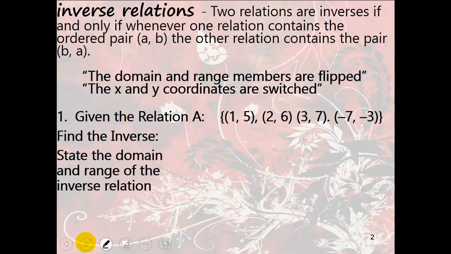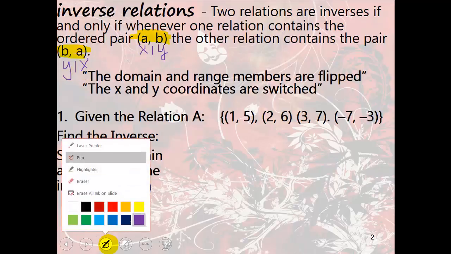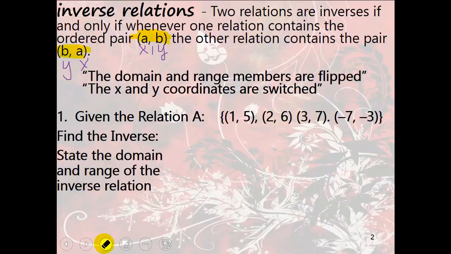Inverse relations. Two relations are inverses if and only if whenever one relation contains the pair (a, b), then the other relation contains the pair (b, a). If you prefer x's and y's, it says if one relation has the ordered pair (x, y), then the inverse relation has the pair (y, x). So in other words, the domain and the range are flipped. The x's and the y's are flipped. The inputs and the outputs are flipped. Those are all different ways of saying the same thing.